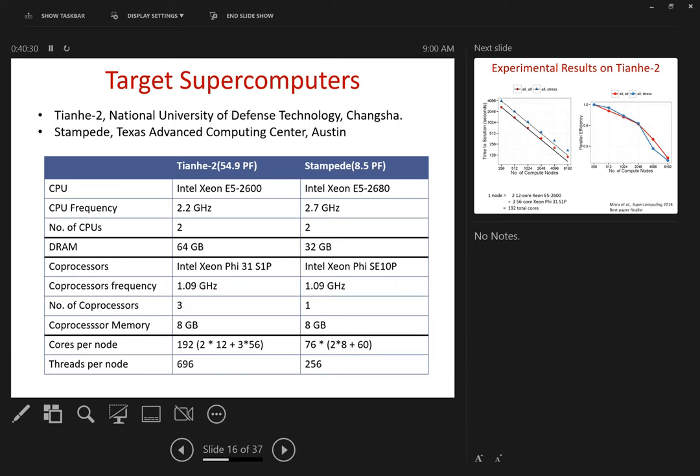This has a large number of nodes, and every node has two CPUs with multiple cores as usual, but it also has three co-processors. Each of them is a Xeon Phi. Collectively, there are 192 cores: two 12-core processors, and three 57-core Xeon Phis. So you have to write a parallel program that runs in a distributed way across the nodes, and then within the node, it will work on CPUs and the Xeon Phi accelerator.